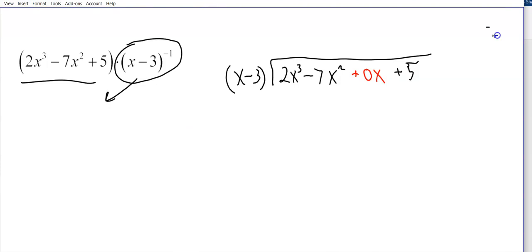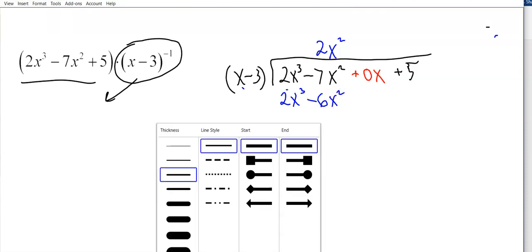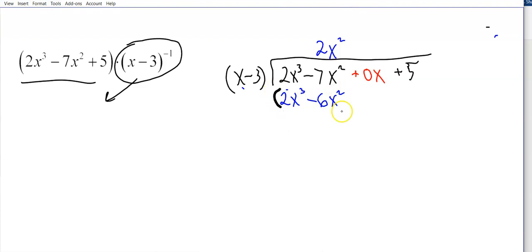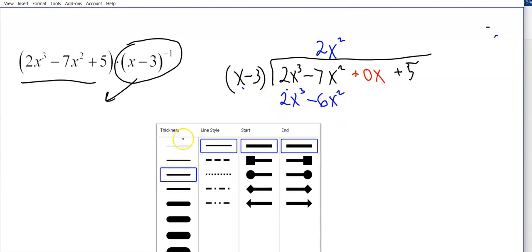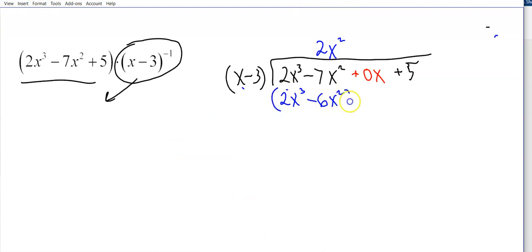So let's look at the first term here. So we get x times 1 is 2x to the third. That would be positive 2x squared. So we've got 2x cubed. That matches. It's good. Minus 2x squared times negative 3 is negative 6x squared. Whoops. So we're going to subtract everything there.